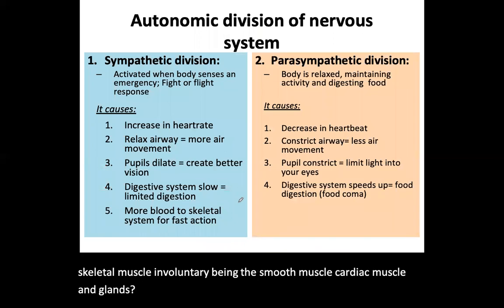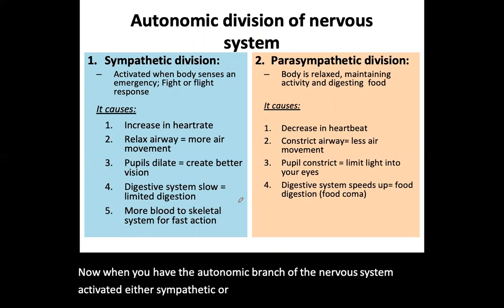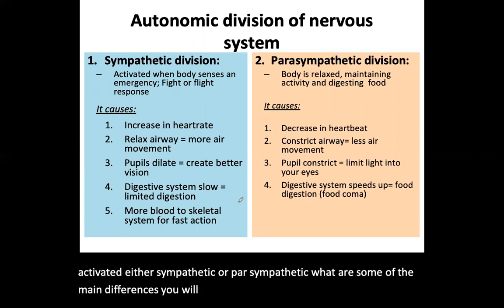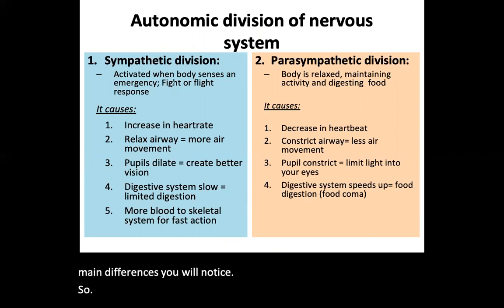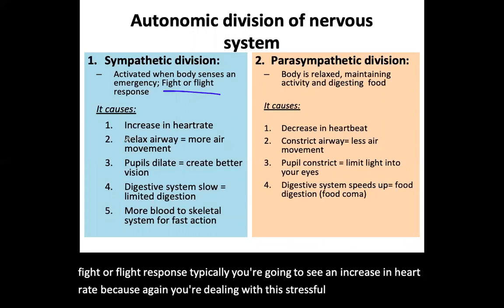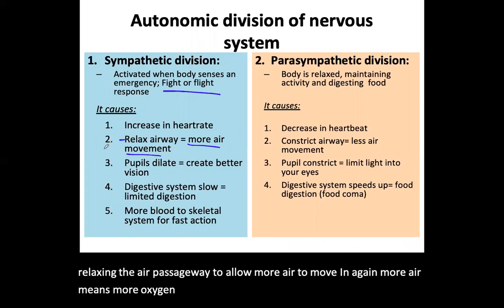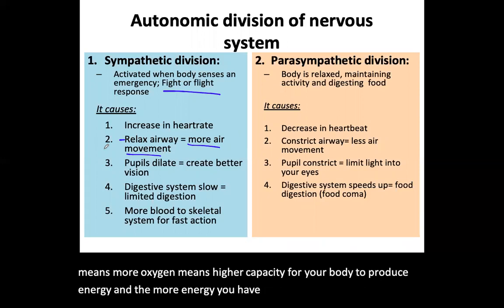Now, when you have the autonomic branch of the nervous system activated, either sympathetic or parasympathetic, what are some of the main differences you will notice? The sympathetic nervous system is activated again, so what we identify as a fight or flight response. Typically, you're going to see an increase in heart rate because, again, you're dealing with a stressful condition. You are relaxing the air passageway to allow more air to move in. Again, more air means more oxygen. More oxygen means a higher capacity for your body to produce energy. And the more energy you have, the easier it is to deal with stress.